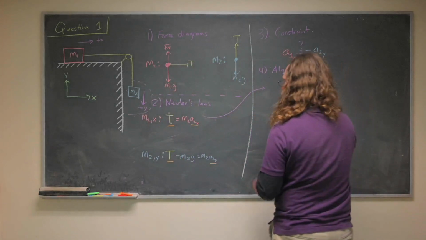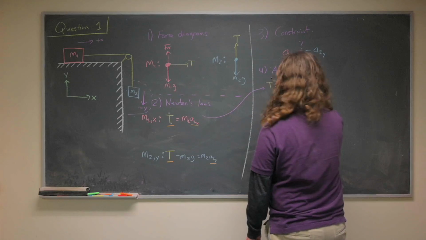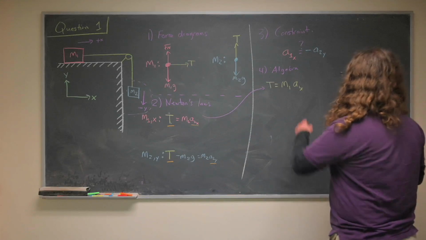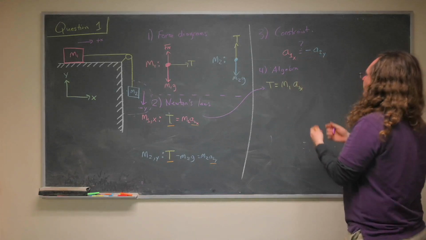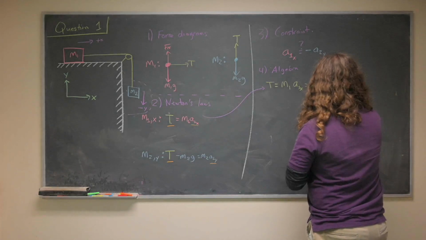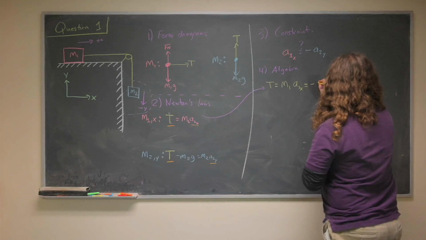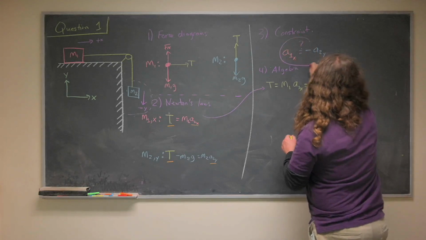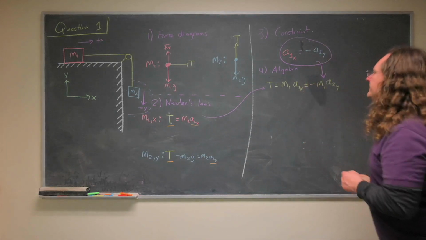So, well, that's already done. So T equals m1 a1x. But a1x is minus a2y. So I'm going to substitute that in here just to get rid of the other variable. This is equal to minus m1 a2y, where this equality has been used for that substitution.